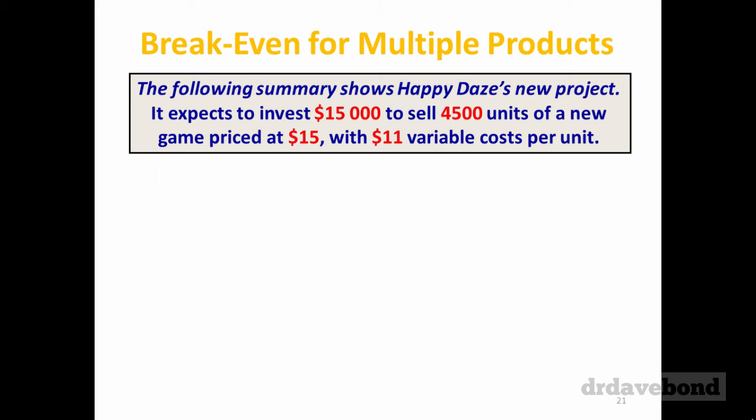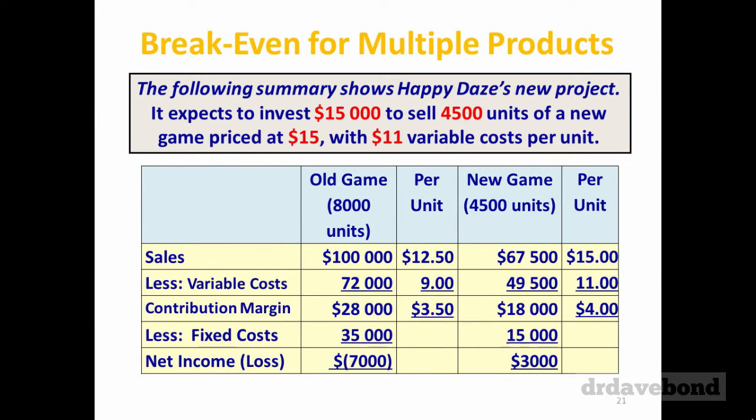So let's say that we have a new product being brought in. It has a fixed cost of $15,000, and they expect to sell 4,500 units at $15 with $11 variable cost per unit. The old game has 8,000 units. The new game is expected to have 4,500 units. We've got all this set up, but in a sense, we don't need a lot of this. What we need is the contribution margin per unit for each of those things. So we have the $3.50 and we have the $4.